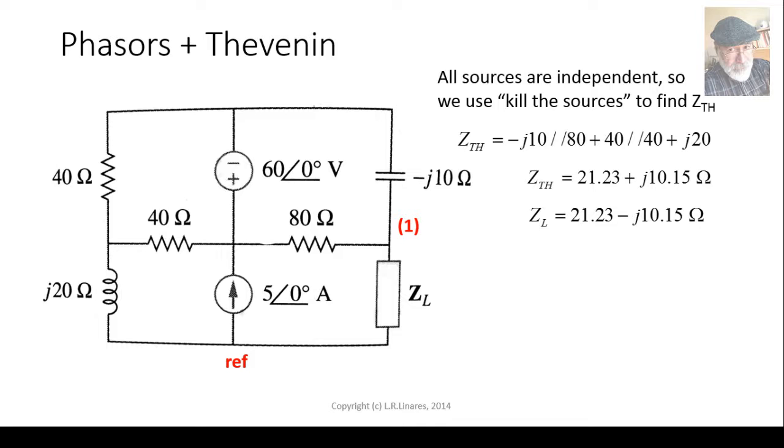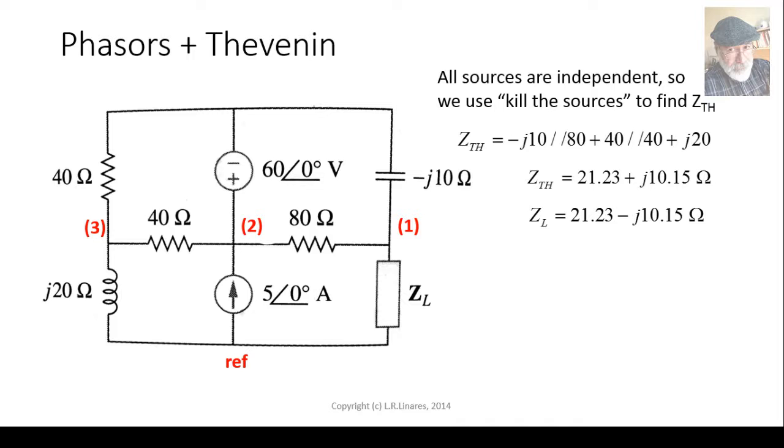Reference node, node 1, node 2, and node 3. By the way, instead of solving the one on the top as node 4, which you could, but then I would have to find the current through the 60 volt source.